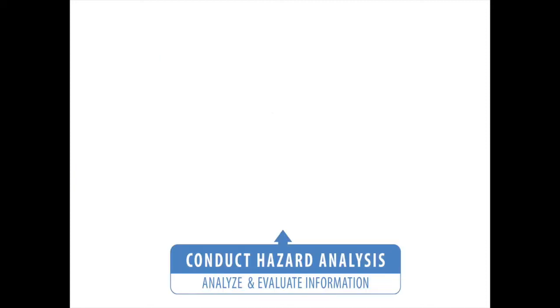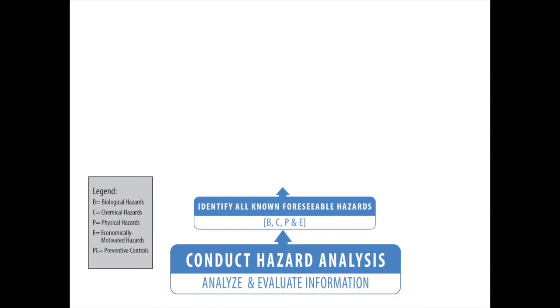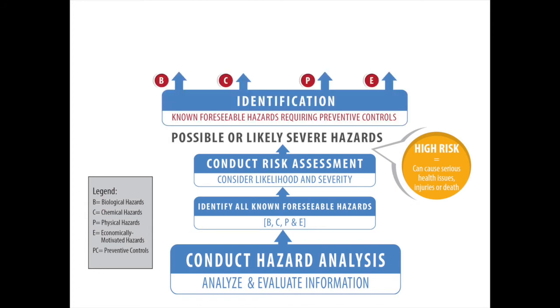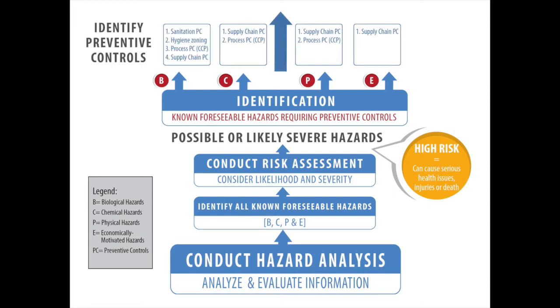Hazard analysis includes first identifying all the known foreseeable hazards, and then conducting risk assessments to determine those serious hazards that require preventive control. In this way, the risk assessment acts as a filter by considering the likelihood and severity of the hazards. Once the hazards requiring preventive controls are identified, the appropriate preventive controls must be selected.